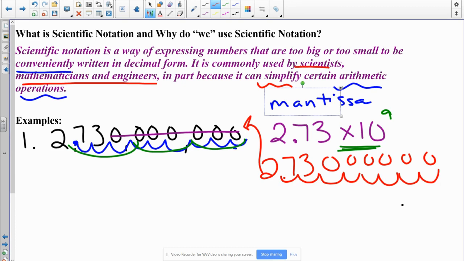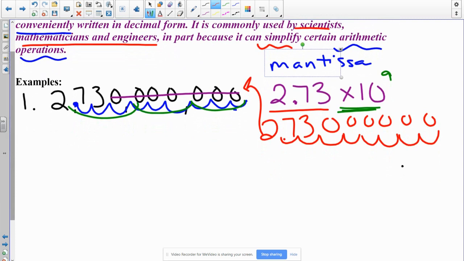So again, this is scientific notation. The first number has to be between 1 and 10. It can be 1, but cannot be 10. And it's always to the base of 10 because that's what moves our decimal over. And then the power of 9 is how many times we move that decimal. Next example.